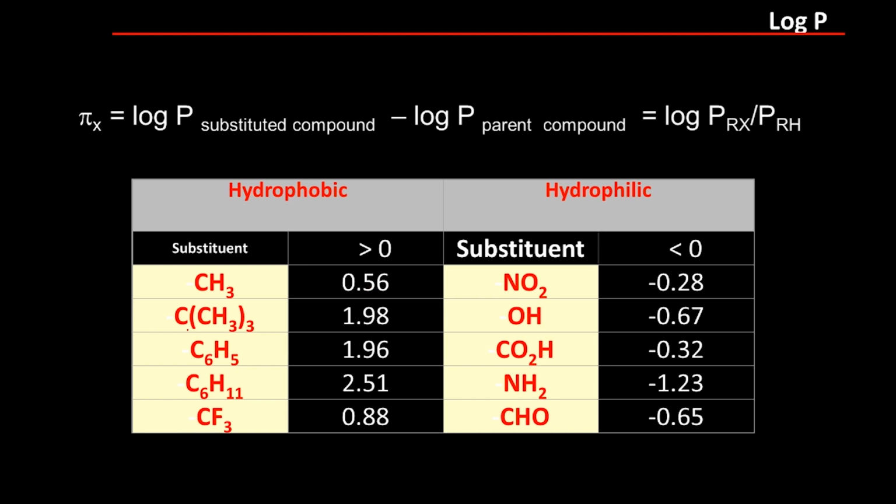So many processes depend, and as you can see, depending upon the substitution, each substitution contributes towards log P. For example, CH3 is 0.56, that is more hydrophobic. If you have say a tertiary butyl, you have 1.98, okay, aryl group 1.96, C6H11 2.51, okay, whereas if you look at nitro, OH, NH2, they are all negative because they are more hydrophilic. So if you have a molecule, if you substitute with a particular functional group, we can find out the contribution and either subtract the original log P of the parent compound or add the log P from the parent compound. Okay, so log P plays a very important role.